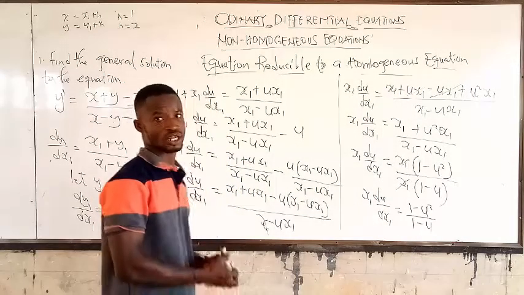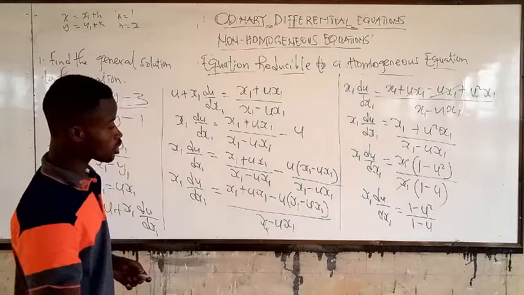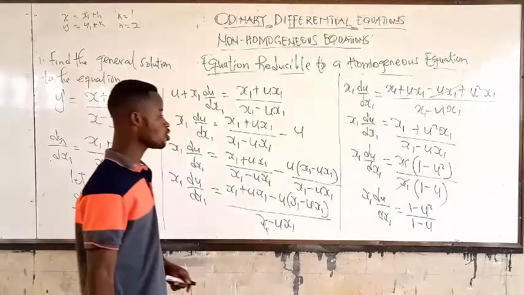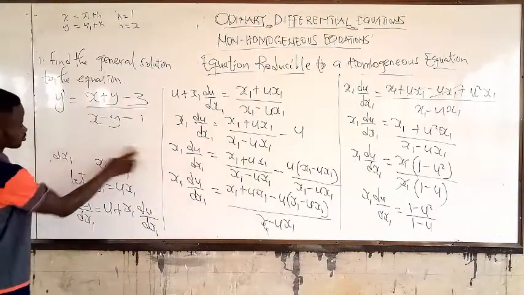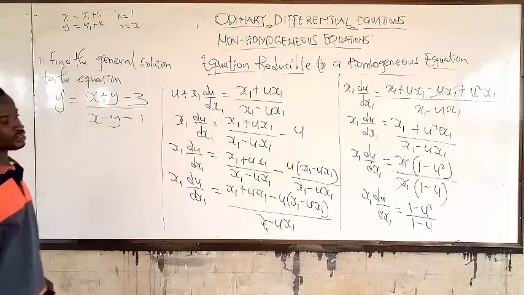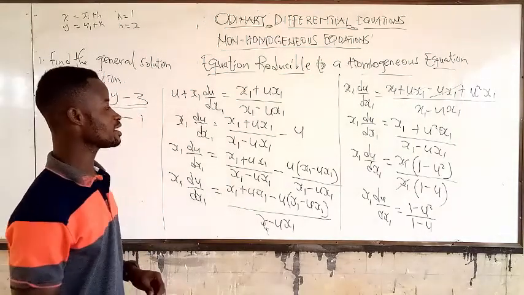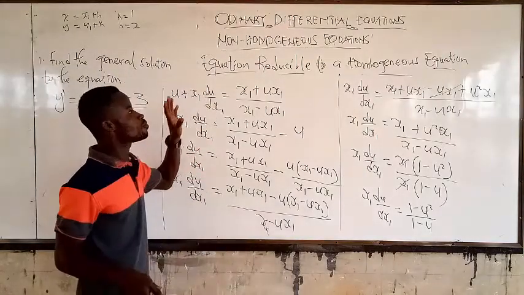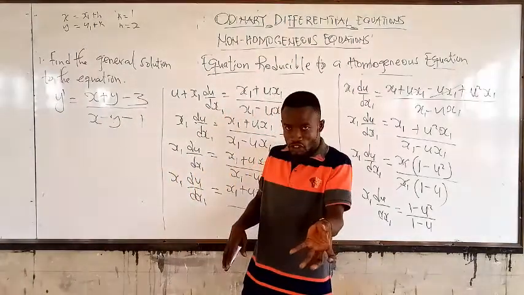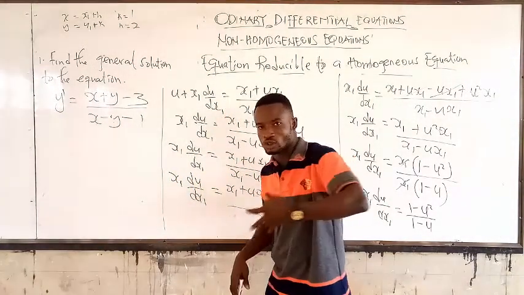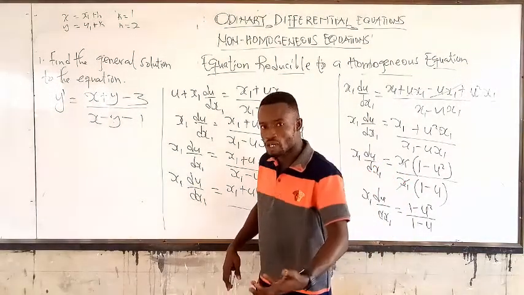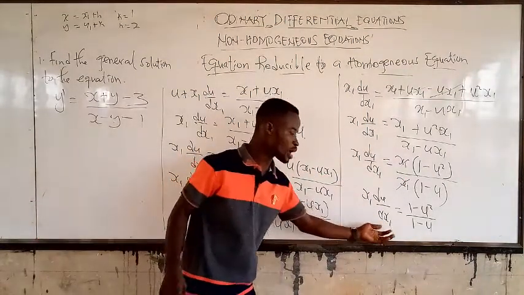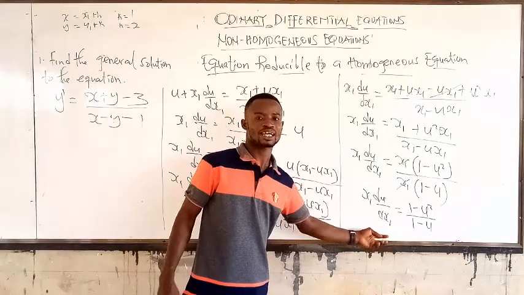So that is that for that. So you can see that we have reduced everything to this form. So we continue with it. Here we can see it is not separable. We can see that we have transformed from non-homogeneous to homogeneous. That's the first thing. Non-homogeneous to what? Homogeneous. And from homogeneous to what? A separable differential equation.